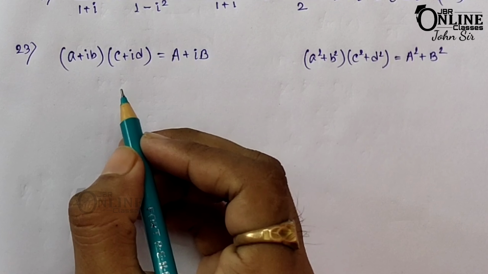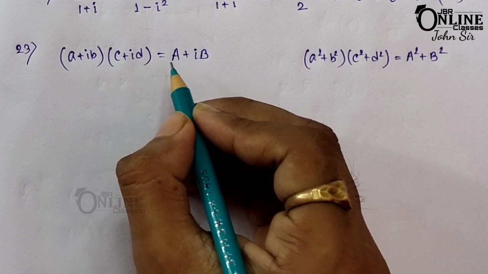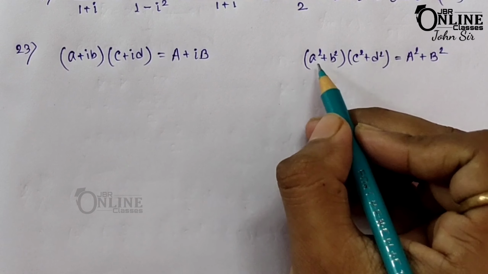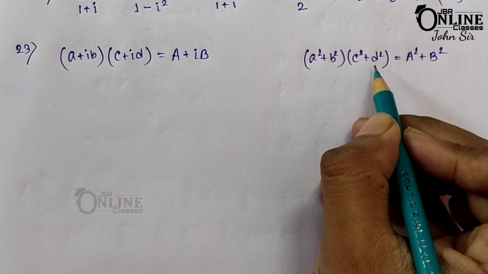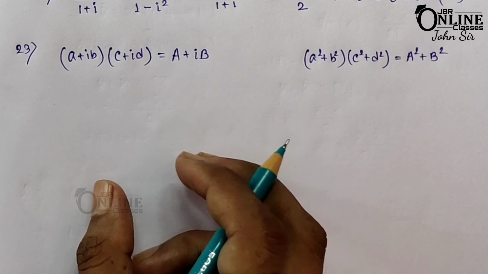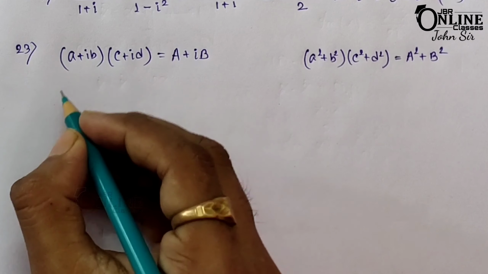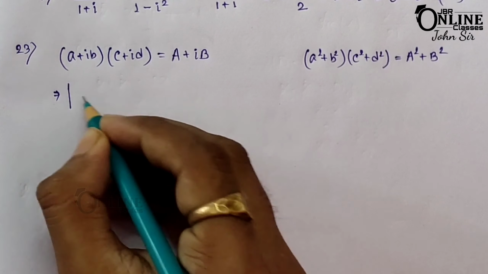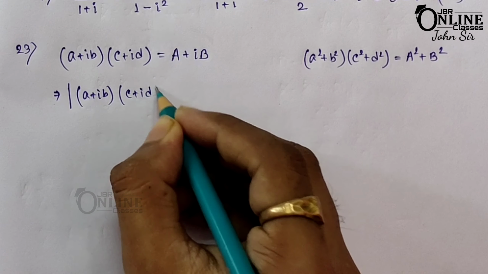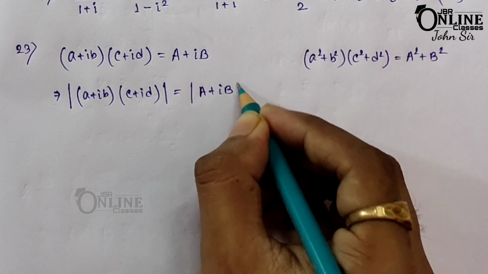Now sum number 23. If a plus ib into c plus id equals capital A plus i capital B, then show that a square plus b square into c square plus d square equals capital A square plus capital B square. Now for this one, first you have to take mod on both sides. So whenever you take mod on both sides, then it will be mod of c plus id and a plus ib, and here also capital A plus i capital B.